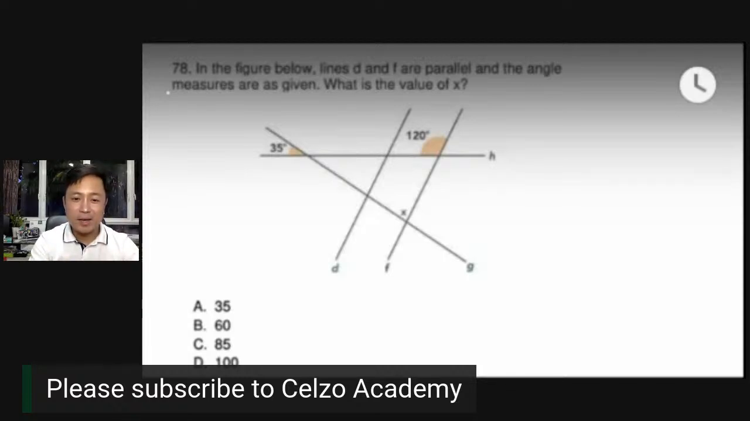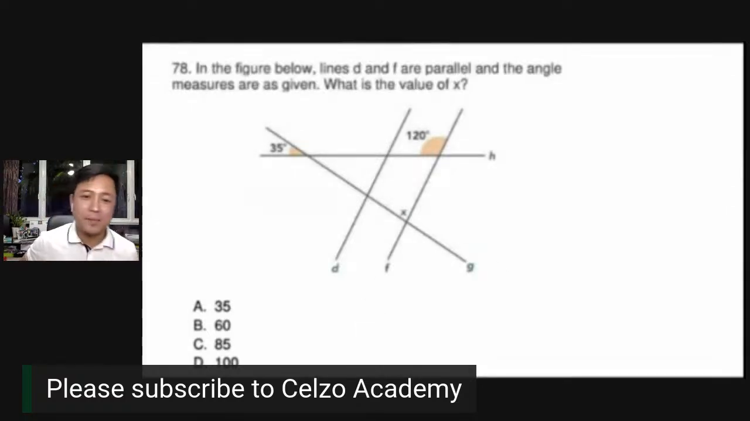Okay. Here we have, some said B, some said C. So B and C are common answers. So let's see. What do you think is the right answer?